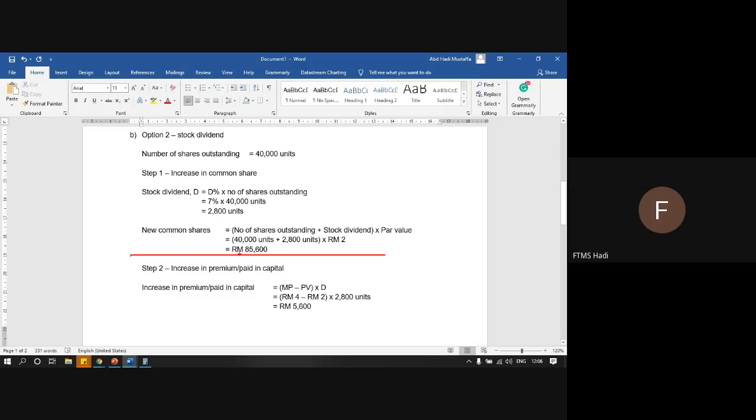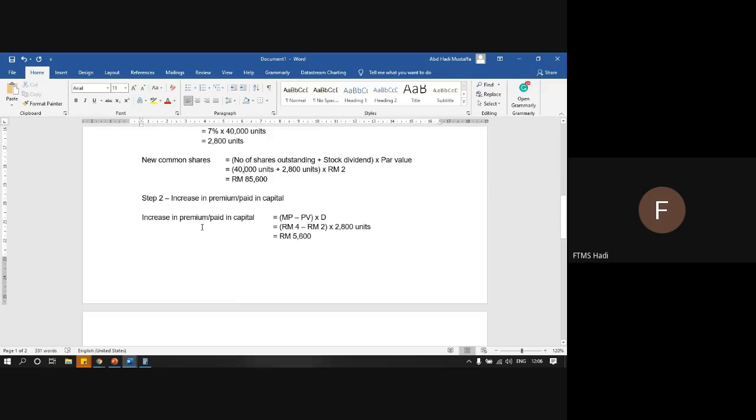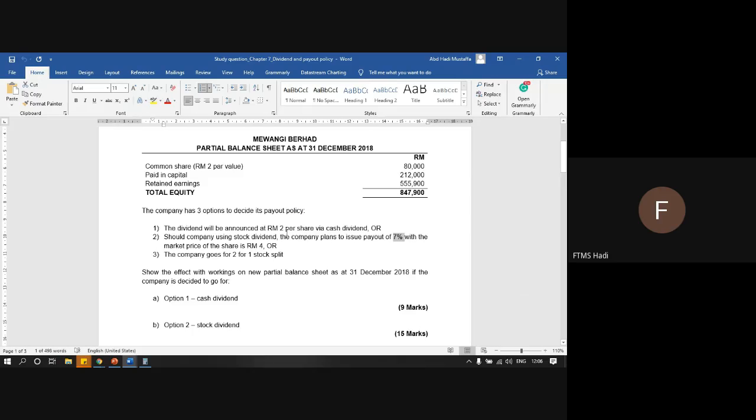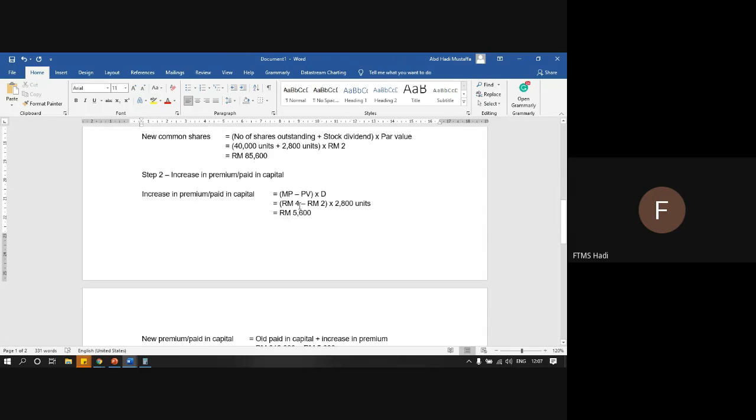Step 1. Okay, next will be step 2. You need to increase paid in capital or premium. Okay, so to find the amount of increment in paid in capital or premium, the formula will be market price minus par value multiplied by dividend. RM4 minus RM2 multiplied by 2,800 units, because 2,800 units, this one. Okay, how do you get RM4? Is based on the question, market price, share RM4. This one. Par value RM2. That means 4 minus 2. 2 multiplied by 2,800, which is 5,600.